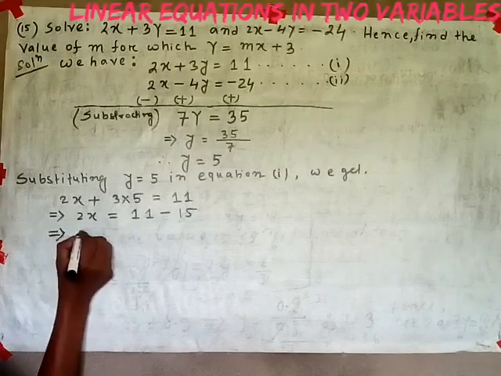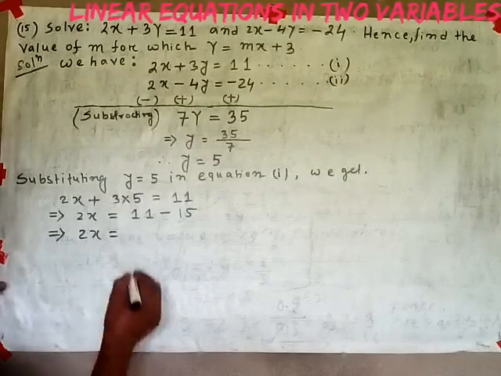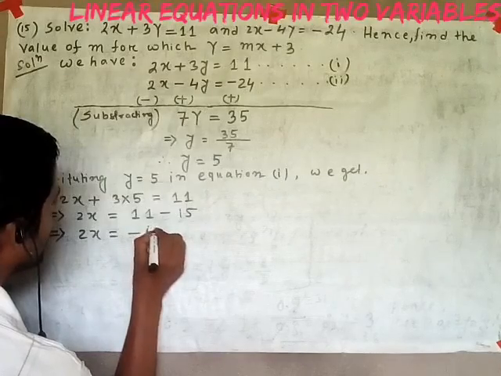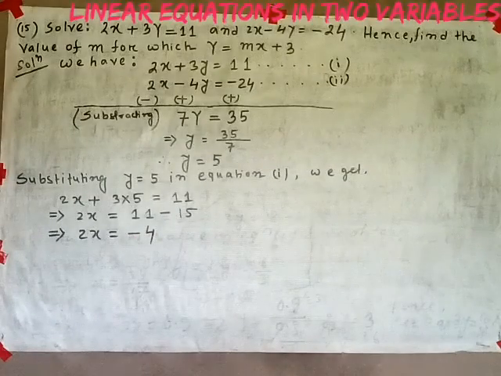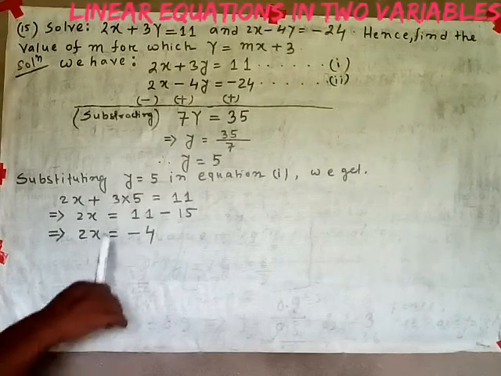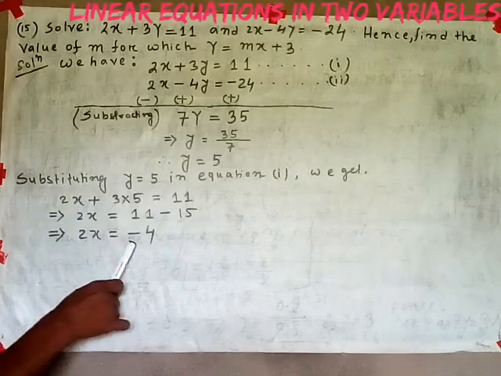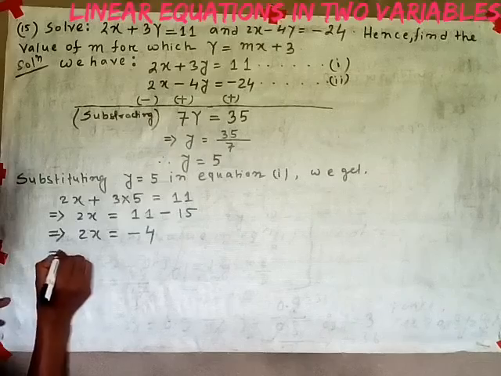This implies 2x equal to 11 minus 15, means how much? Minus 4. 2x equal to minus 4. Between these two numbers, 15 is the bigger number, and before 15 there is a minus symbol, that's why we are using the minus symbol here.